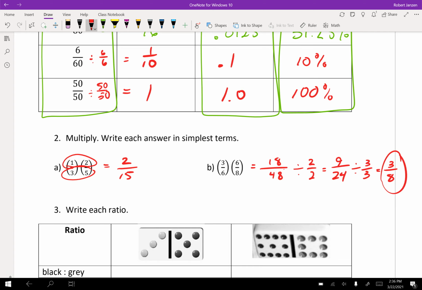That's simplest form. Now it's possible that right off the bat, you saw 18 and 48 and you said, hey, I can divide that by 6 and 6. Again, you would get 3 over 8. Same answer.